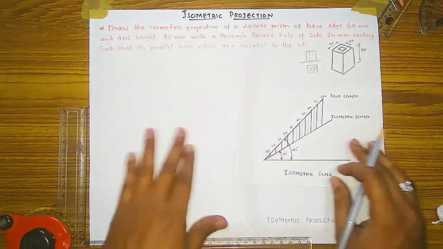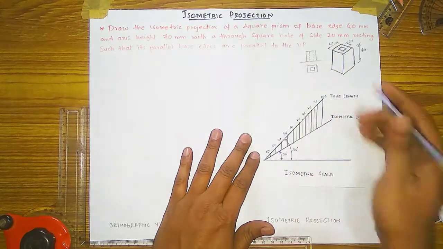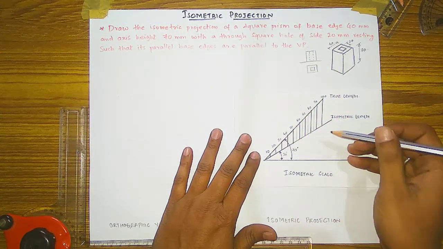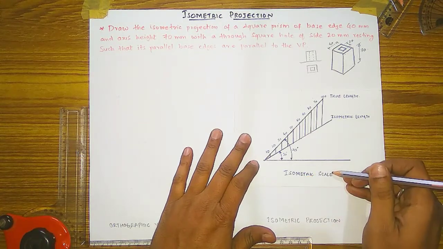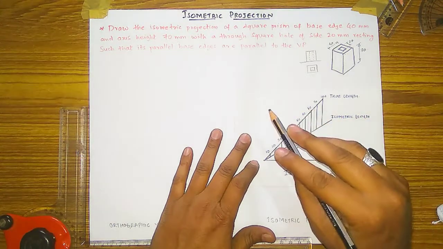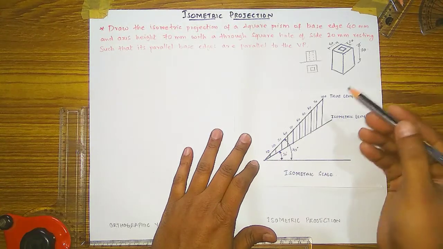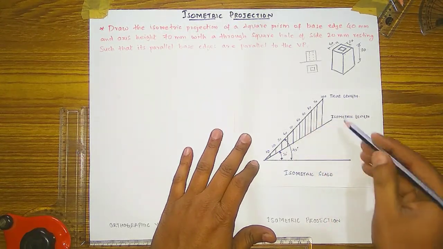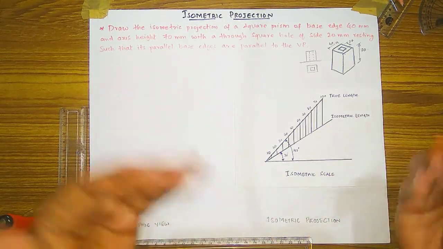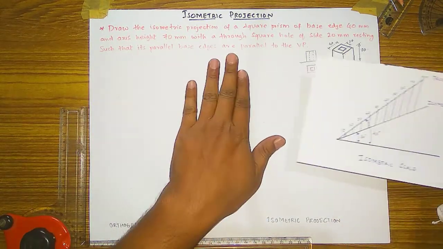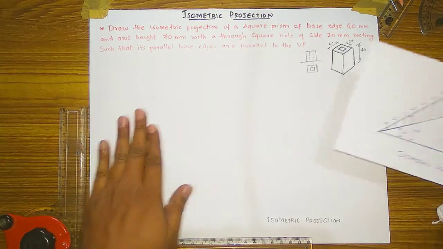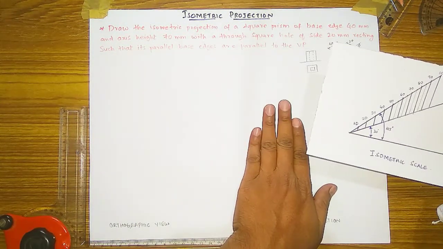To draw the isometric projection, we have to draw the isometric scale first in the solution, because I don't have space to draw this isometric scale here. So first you have to draw this scale, and I have also shown this isometric scale in my earlier isometric projection problems 1 and 2. I have shown how to draw this isometric scale, so you can watch from there. So first we have to draw the isometric scale, then the orthographic view and the isometric projection.